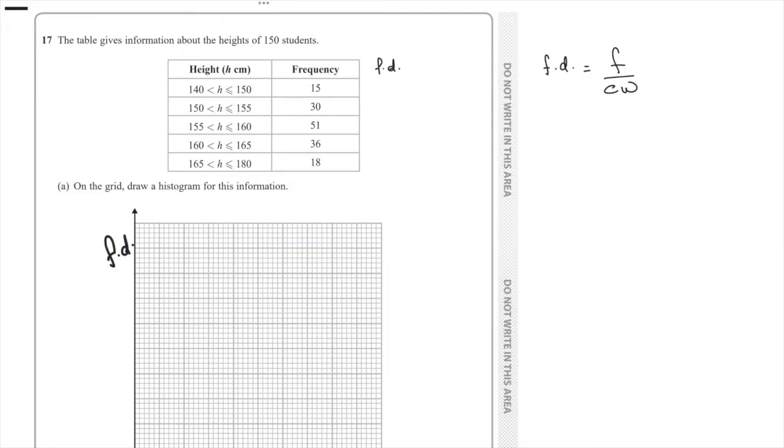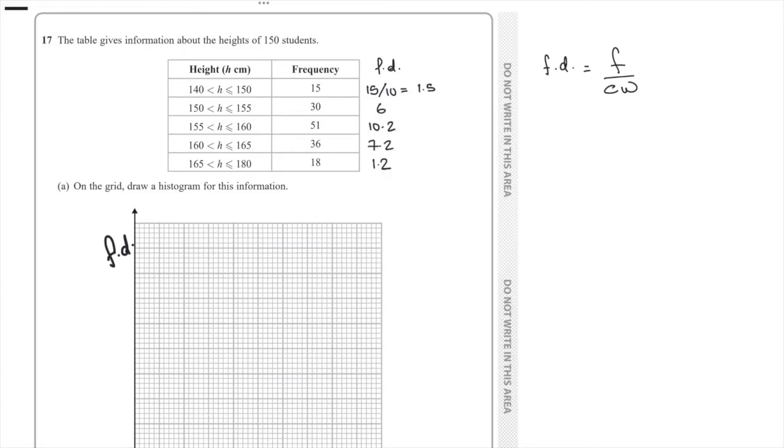This is usually quite easy to work out, but if you feel a little bit unsafe, then just use a calculator. Let me do the first one for you. So the first one means 15 divided by 10, which is 1.5. And that's because it's the frequency there, and the class width between 140 and 150 is 10. I'm just going to fill out the rest now.